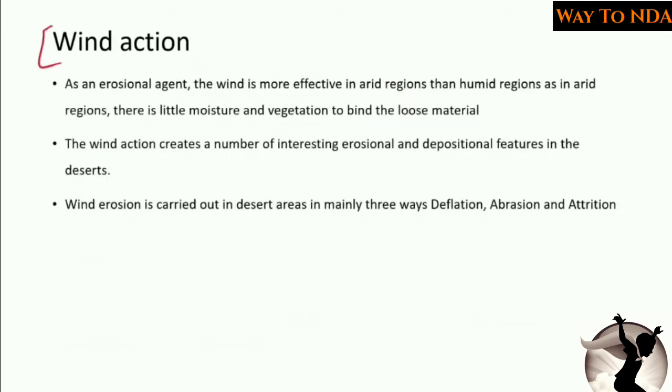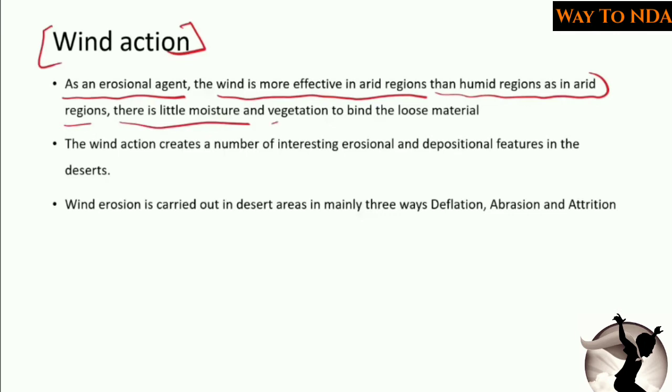Then wind action is also very important. As an erosional agent, the wind is more effective in arid regions than humid regions, as in arid regions there is little moisture and vegetation to bind the loose material. The more loose material there is, the more it will be blown away by the wind. Wind needs loose material to take away with it. That's why wind will work more in the arid regions and have less effect in moist regions.